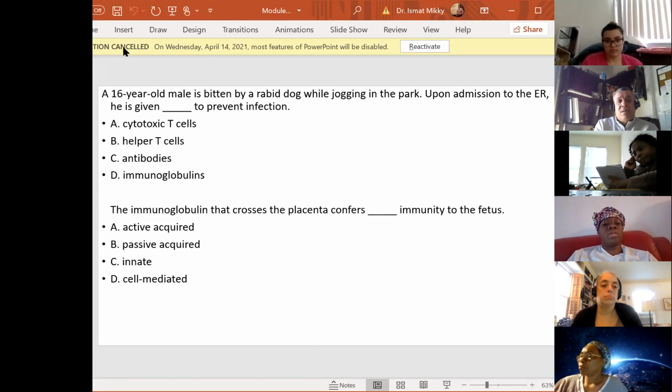Last one. The immunoglobulin that crosses the placenta confers passive acquired immunity to the fetus. Mm-hmm. Yes.